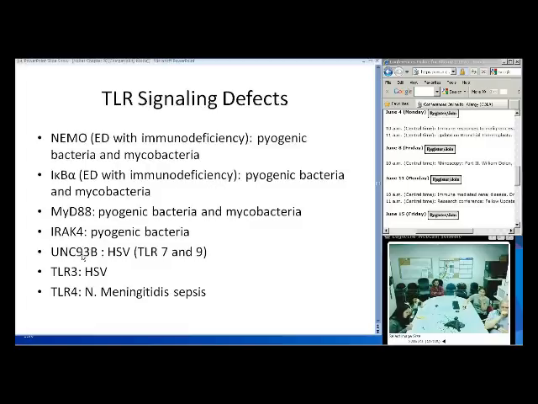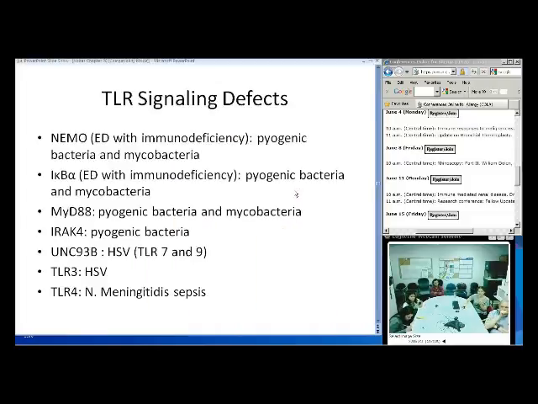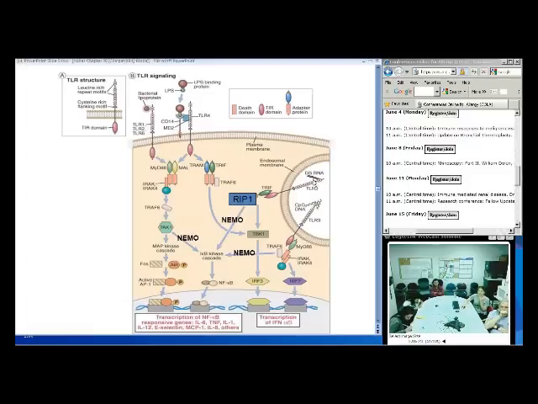So UNC93B is associated with TLR7 and 9, and is associated with HSV similarly. So remember, 3, 7, 8, 9, these are the TLRs that are intracellular. All of these, if they're knocked out, are going to be associated with HSV infection. So here's your intracellular 3, 7, 9. So it's 7 and 9 that are associated with the UNC, so they're not going to work. And then 3 is a defect, and just 3 also is going to have the same phenotype, but they're all sort of over in the same part of the pathway.